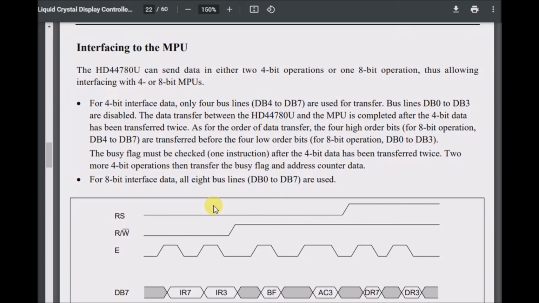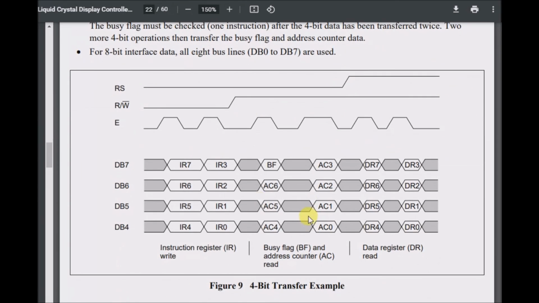As for the order of data transfer, the 4 high-order bits for 8-bit operation, DB4 to DB7, are transferred before the 4 low-order bits for 8-bit operation, DB0 to DB3. The busy flag must be checked after the 4-bit data has been transferred twice. Two more 4-bit operations then transfer the busy flag and address counter data. For 8-bit interface data, all 8 bus lines DB0 to DB7 are used.